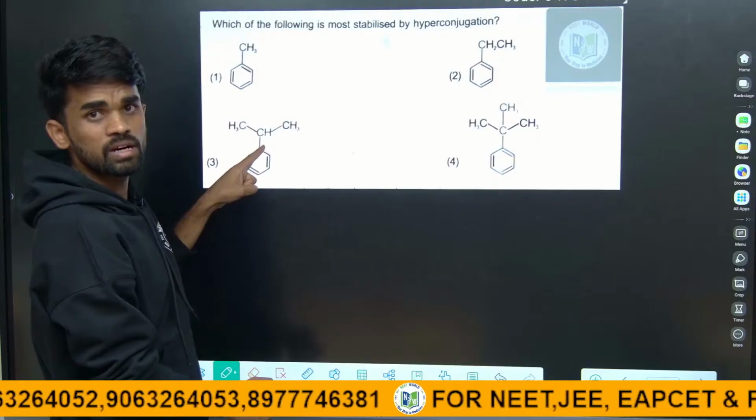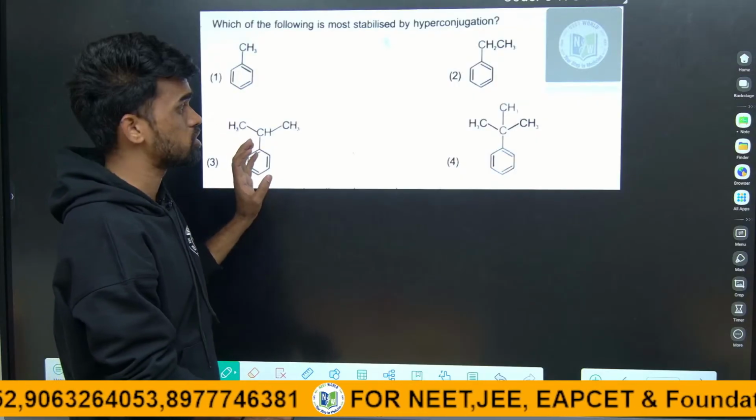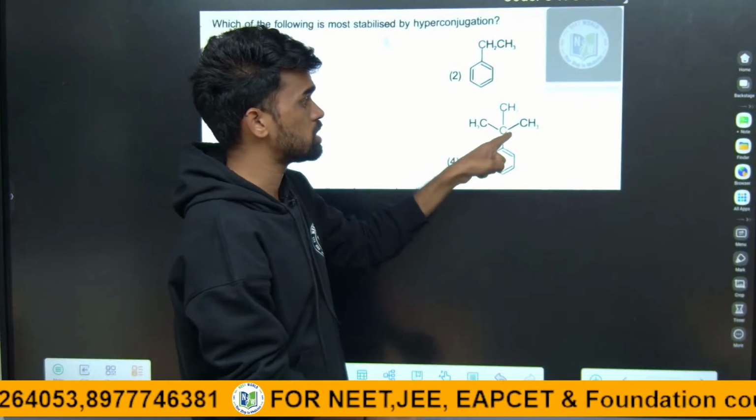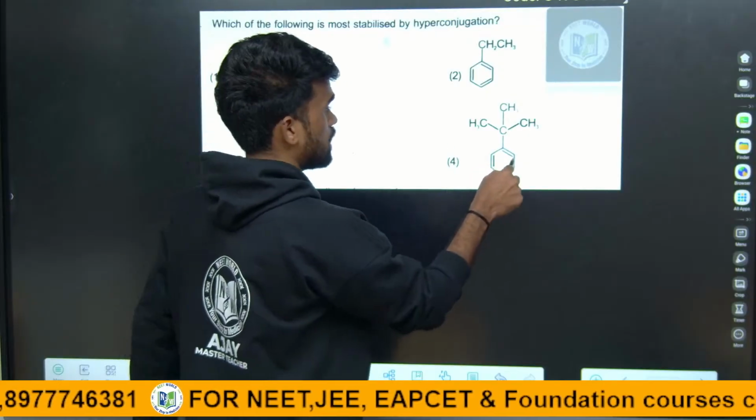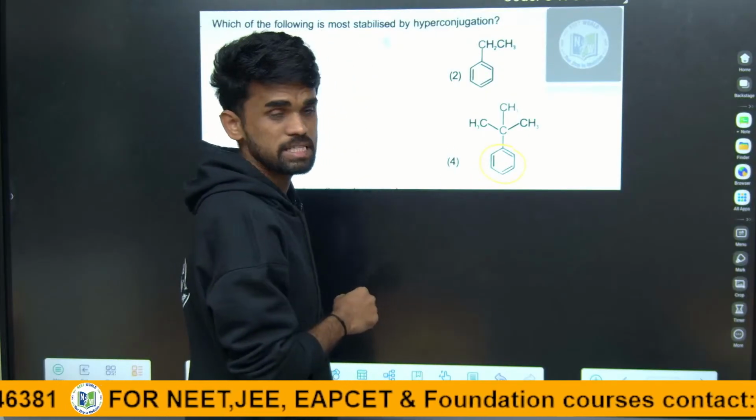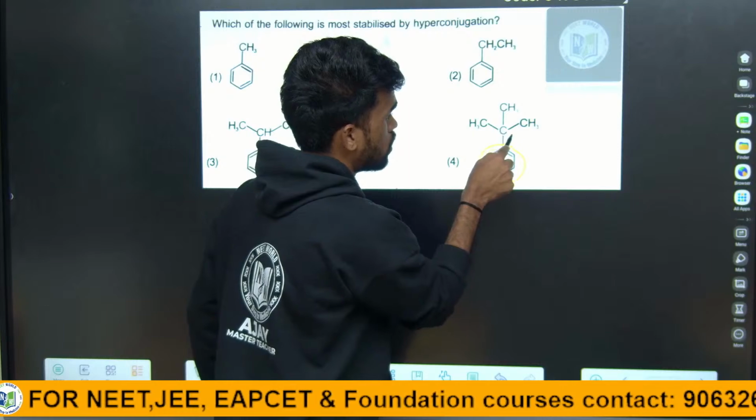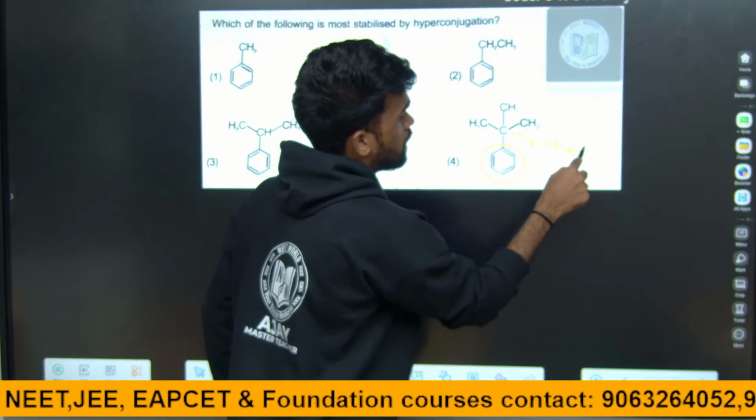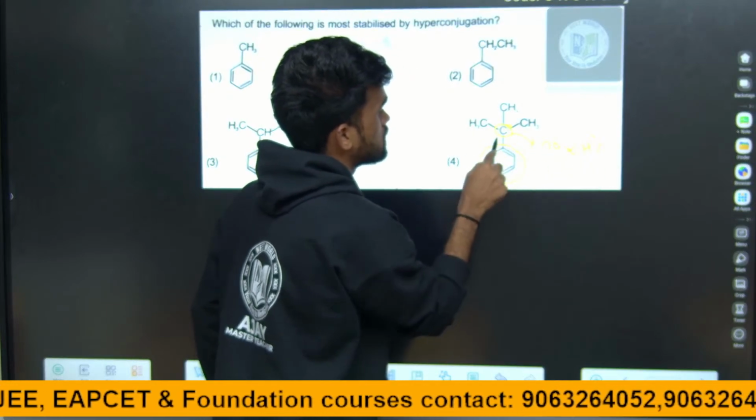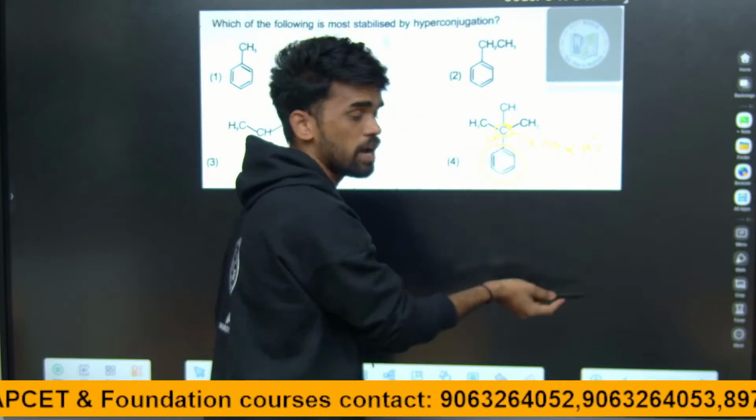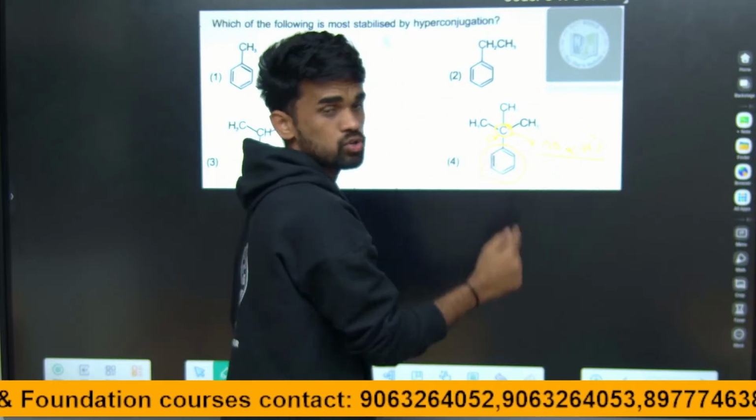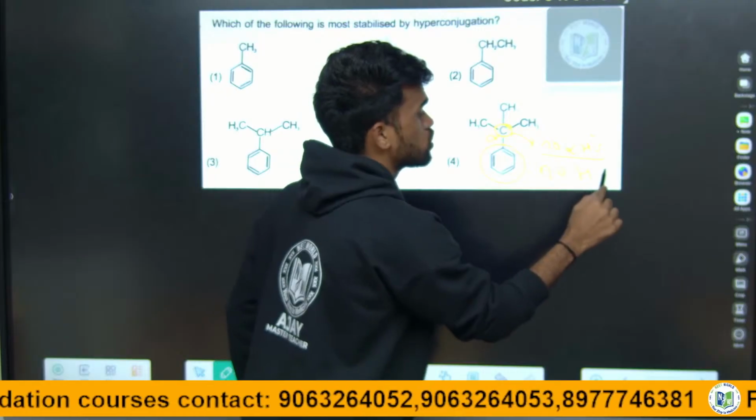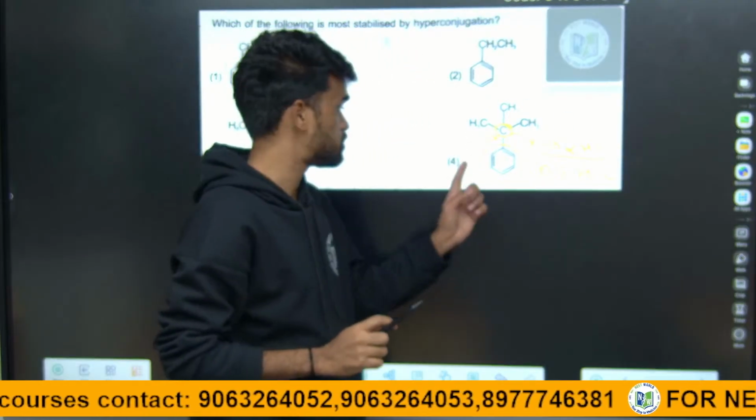It is having only one alpha hydrogen, so only one hyperconjugated form. No alpha hydrogen on this carbon, the one which is attached to the benzene ring, the phenyl ring. This is the alpha carbon. On that carbon there is no hydrogen, so I can say no alpha hydrogen. So no hyperconjugation is possible in option C, option 4.